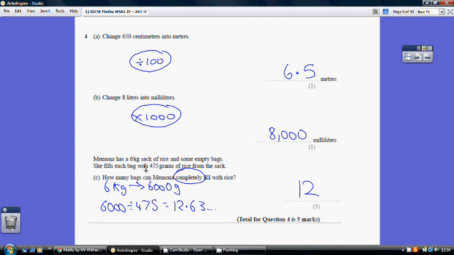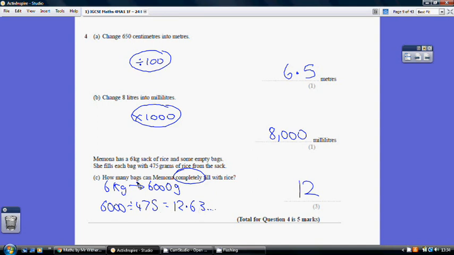Now part C, we've got a 6 kilogram sack of rice, and we'll empty it into bags, each bag with 475 grams to fill it. So start off by converting the 6 kilograms into grams by timesing by 1,000, kilo is 1,000. So we've got 6,000 grams of rice in the sack, and each bag requires 475 grams to fill it. So 6,000 divided by 475, we could fill 12.63 bags.